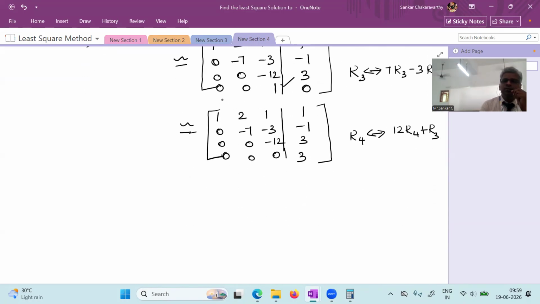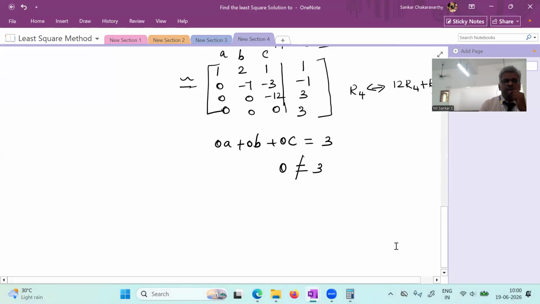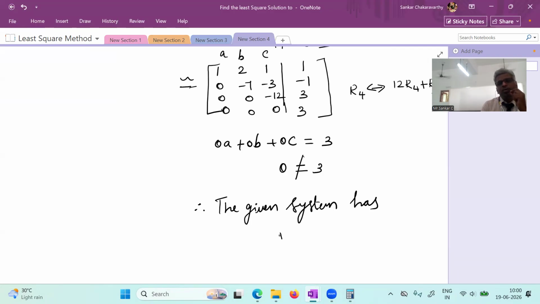You know that the first column is the coefficient of A, the second column is the coefficient of B, the third column is the coefficient of C. Therefore, it is 0 into A plus 0 into B plus 0 into C is equal to 3. That gives 0 is equal to 3, which is not possible. Therefore, the given system of equations has no solution.